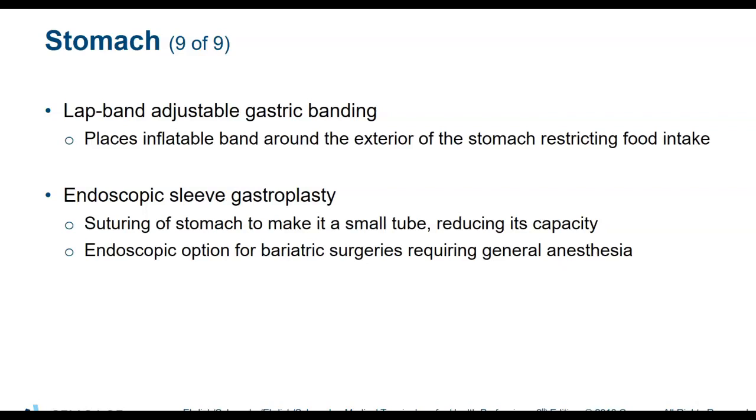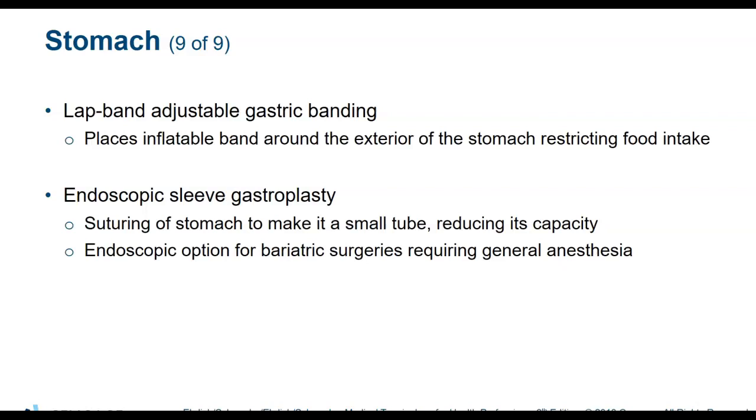They can do this endoscopically, and it does require general anesthesia. And again, what it's doing is decreasing the amount of food that the patient can eat. So that's where the weight loss comes in.